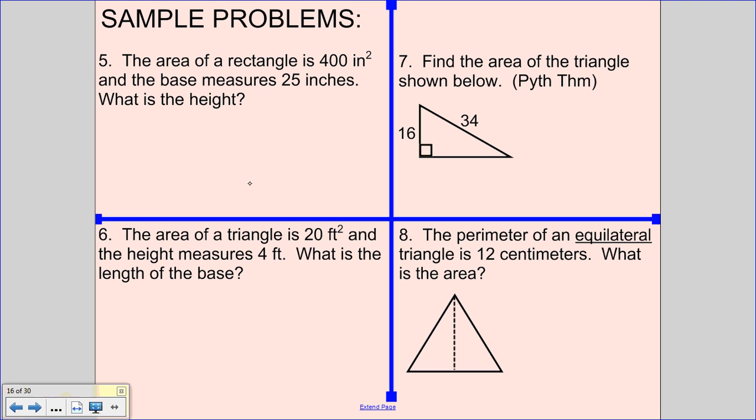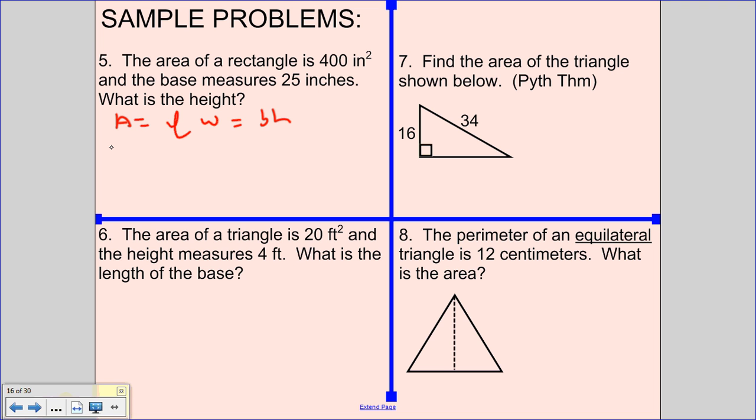Alright, on number 5 it says the area of a rectangle is 400 inches squared. The base measures 25 inches. What is the height? I'm not sure if they meant to say rectangle, but okay. So we know the area formula for a rectangle is length times width, but it's the same as base times height, since it is a parallelogram.